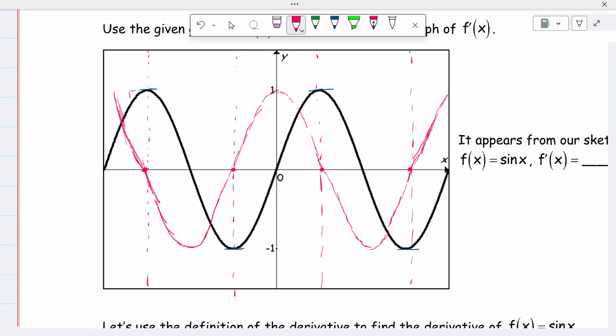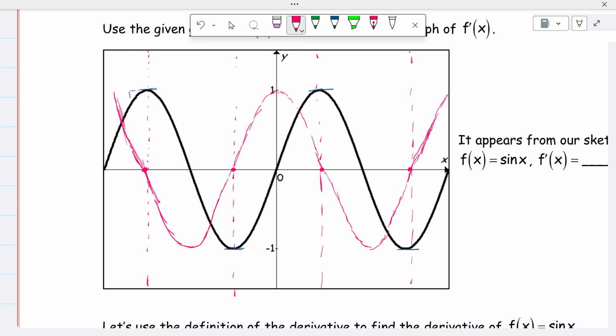Do you guys recognize that graph? It's a cosine graph. So guess what? The derivative of sine is cos. Cool, hey? So we sketched it, but I'll still show you the proof, okay? But again, your derivatives are on your formula sheets, but it's super nice for sine and cos. The derivatives for sine and cos are super quick and easy.